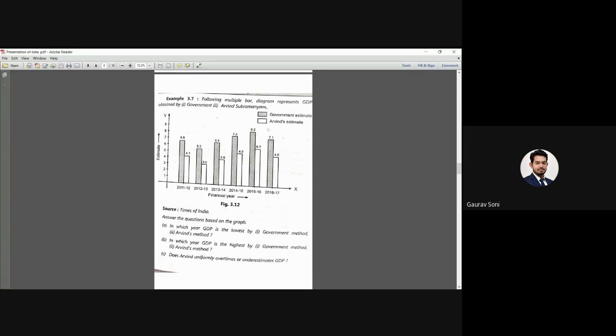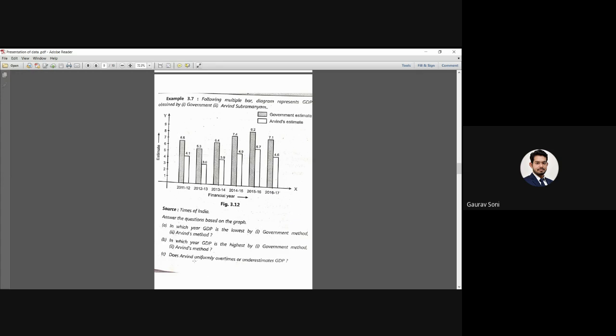In which year is GDP lowest? So 2012-13. Okay, 5.3. There's no one less, and that is by the government. And Arvind's GDP is also less in the year 2012-13. In which year is GDP the highest? The highest is 2015-16. Again, 2015-16 is common for both of them.